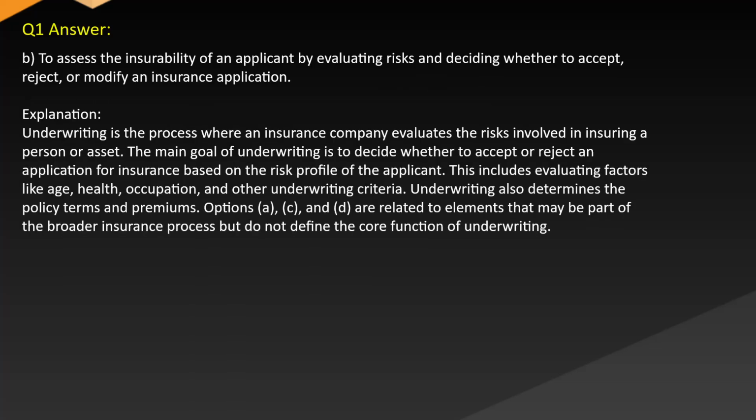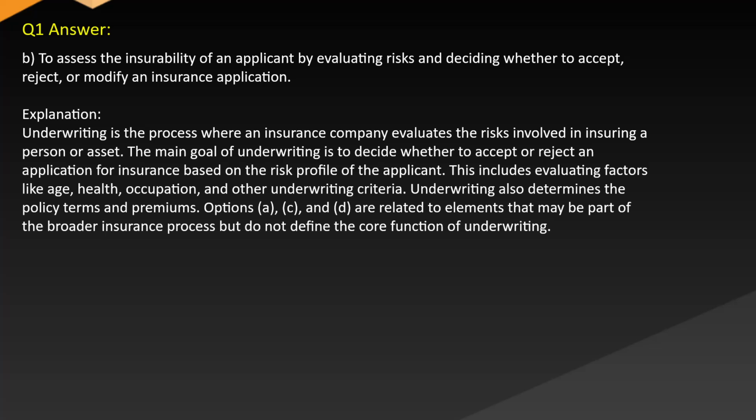Answer. B. To assess the insurability of an applicant by evaluating risks and deciding whether to accept, reject, or modify an insurance application. Explanation. Underwriting is the process where an insurance company evaluates the risks involved in insuring a person or asset. The main goal of underwriting is to decide whether to accept or reject an application for insurance based on the risk profile of the applicant. This includes evaluating factors like age, health, occupation, and other underwriting criteria. Underwriting also determines the policy terms and premiums.